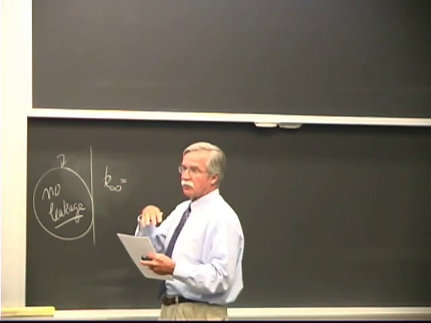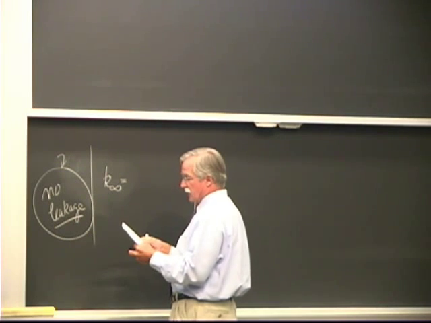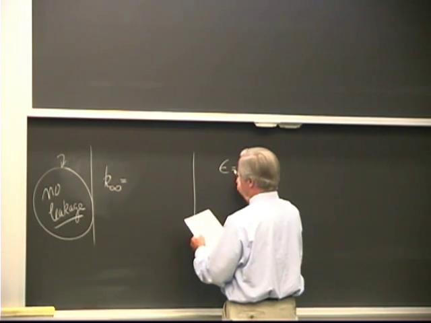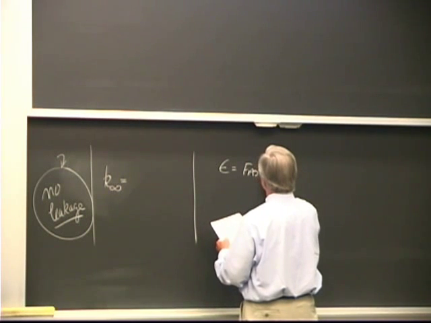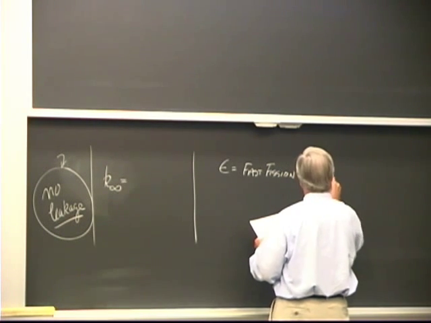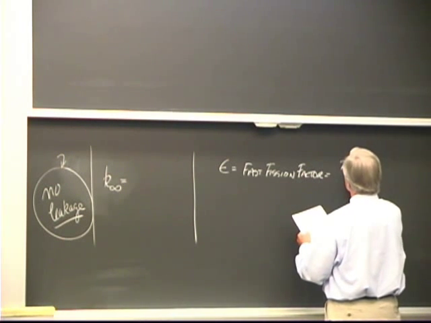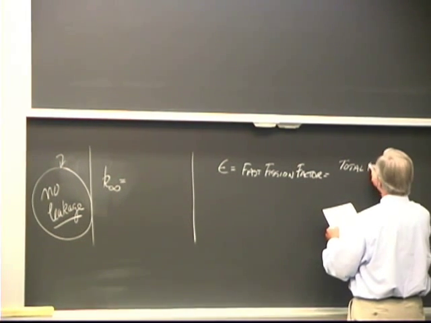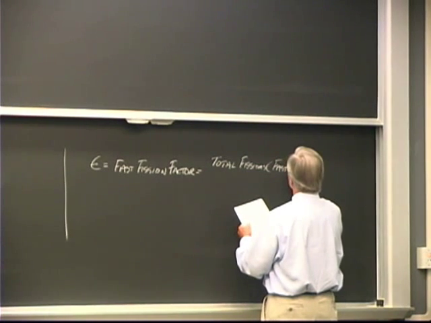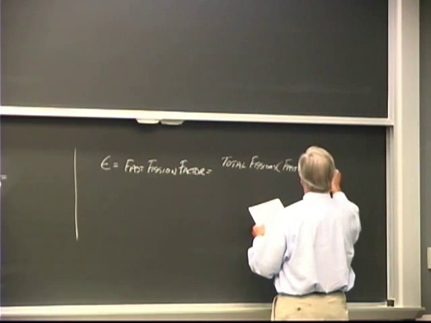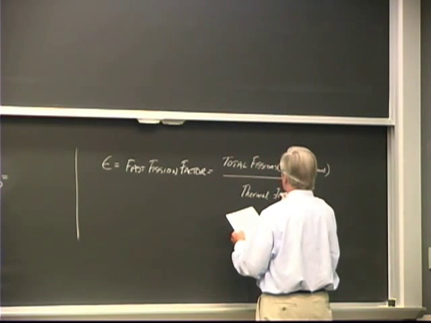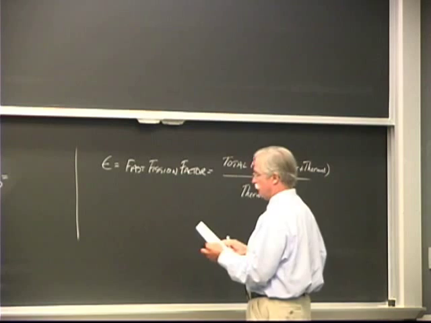Now, the first thing that happens, as you recall, is that a fission is produced. And we define a number of terms. Let me define this epsilon as the fast fission factor. Now, we haven't gotten to these definitions, but it's total fissions, which are the fast plus the thermal, divided by the thermal fissions, recalling that we could have also fast fissions.